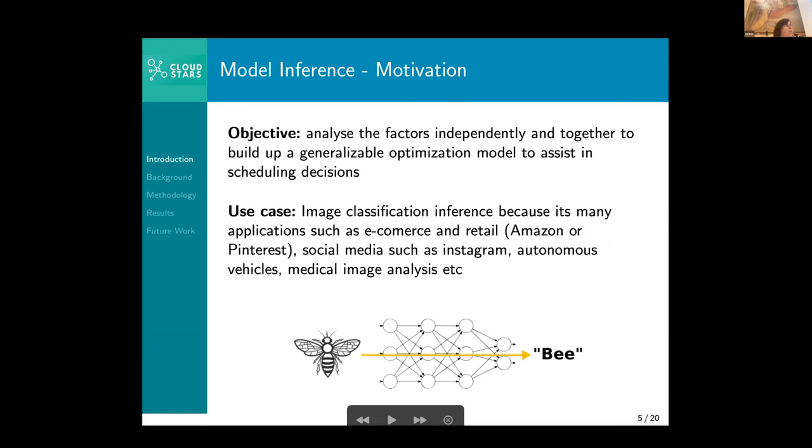So as you can imagine, there are many factors that must be taken into account. We want to analyze them and build up a generalizable optimization model to assist in scheduling decisions. And the use case is going to be image classification inference because it has many applications such as in e-commerce, in social media, medical image analysis, etc.